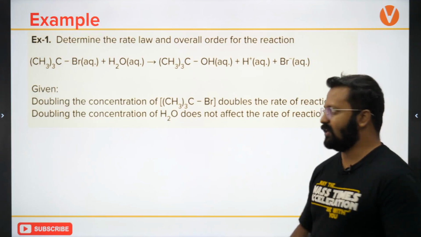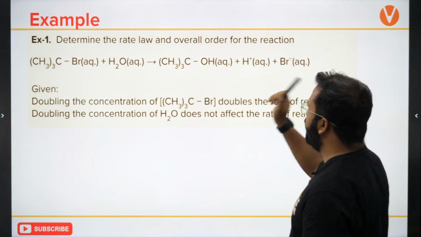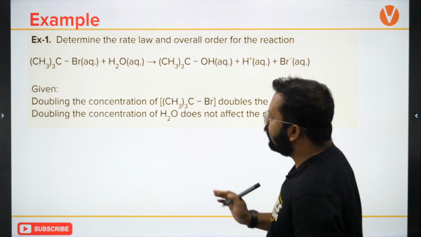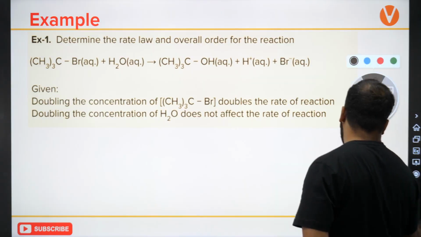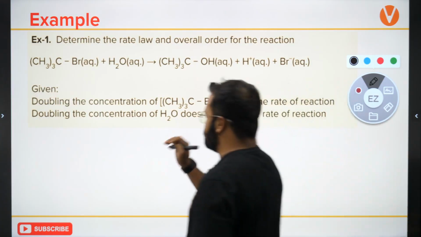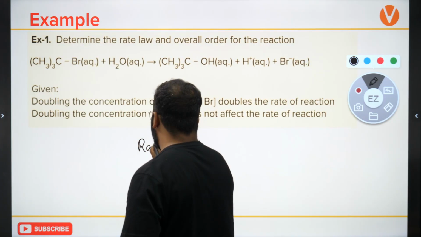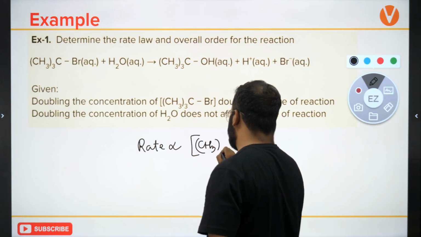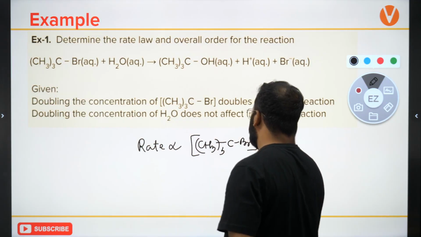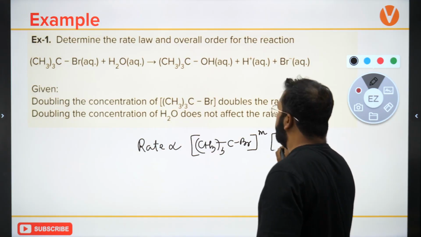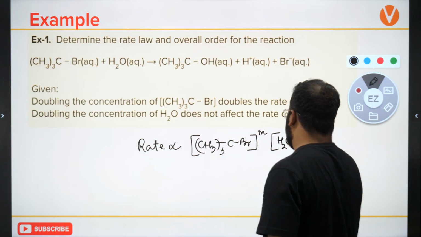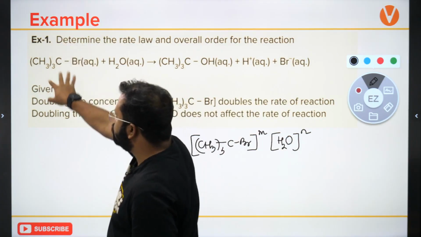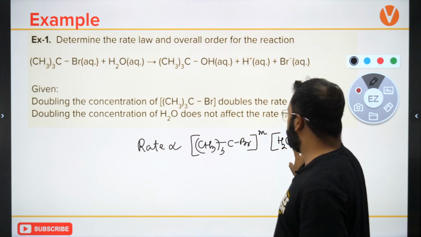Let's take this question. Question is, determine the rate law and the overall order of the reaction. So for this reaction, the rate law would be written like this. Rate is proportional to [(CH3)3CBr] to the power m, [H2O] to the power n. The alkyl halide, tertiary butyl bromide, to the power m, and H2O to the power n.